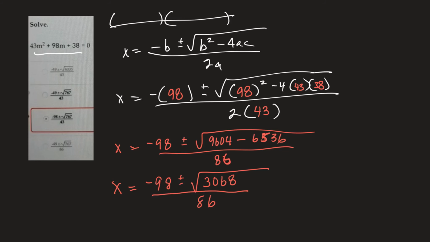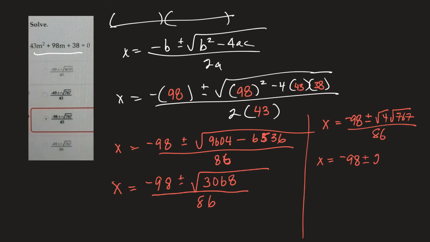All right, I threw some numbers in there. Let me just go off to the side here. So x equals minus 98 plus or minus. Now this one, the one that's been going into all these is 4. Let me try that. 3068 divided by 4. Sure enough, it comes out even. So it'd be root 4 root 767 all over 86. Carrying on there, negative 98 plus or minus square root of 4 is 2 root 767 over 86.